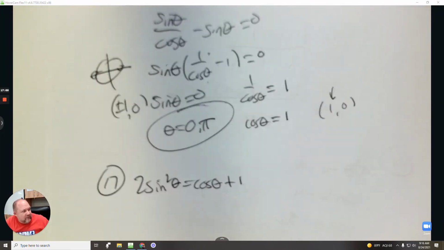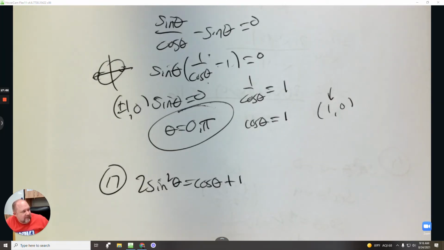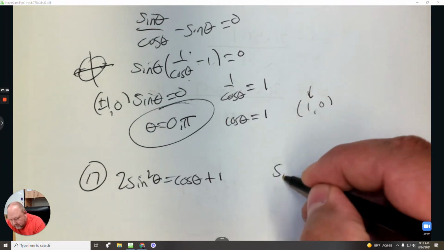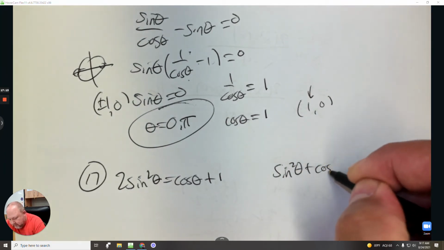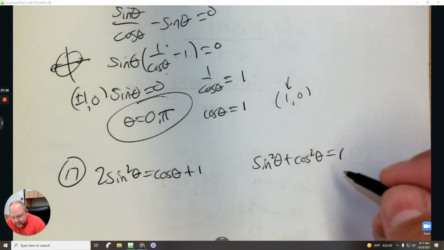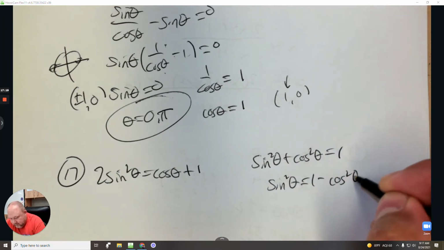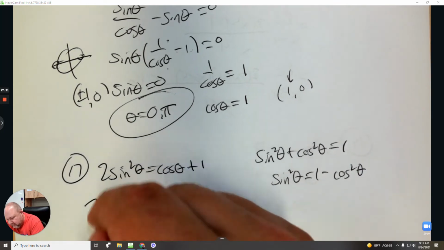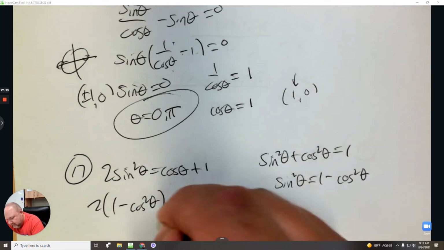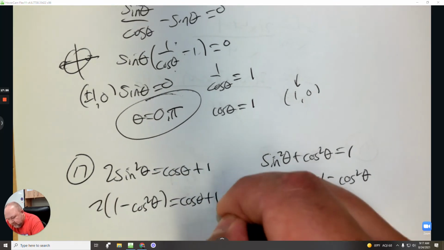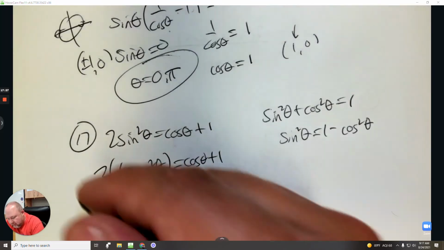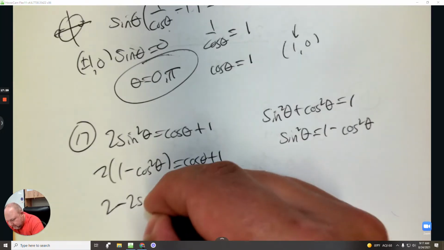All right, to solve this one, we need to know a Pythagorean identity. So sine squared plus cosine squared is equal to 1. Therefore, sine squared is equal to 1 minus cosine squared. And I can do a substitution. So 1 minus cosine squared. Now we only have cosine. Distribute.